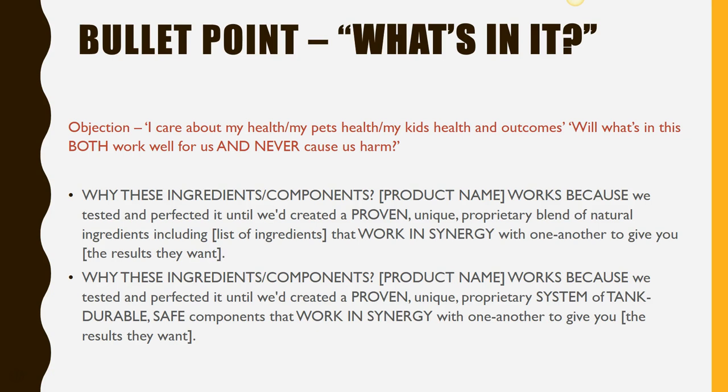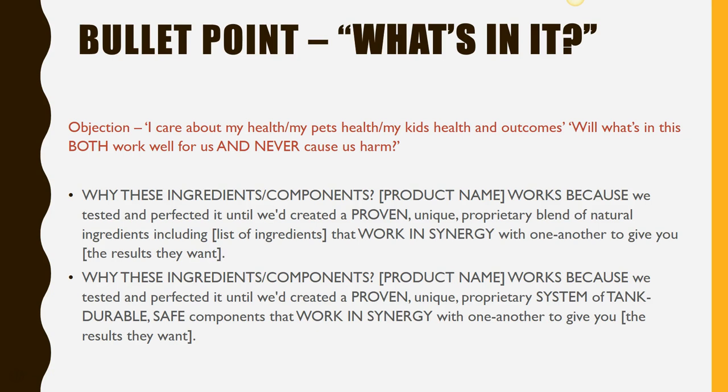overcoming generalized objections. So we know everybody who goes searching for a product for somebody else cares about that somebody else, whether it's their own health, or their pets or their kids. They care about the outcome and they want to make sure that it's safe. And then they want to know, well, I need to know everything that I'm putting into or on my body, or everything that I'm bringing into my house. So what's in this? Will the ingredients in this? Will the oils in this? Will the fruits and vegetables in this? Will anything in this both work well and never cause us any harm?